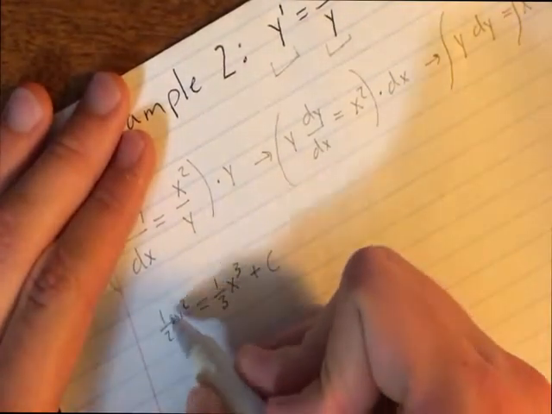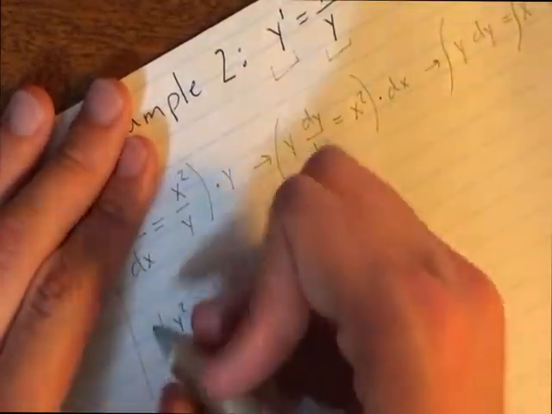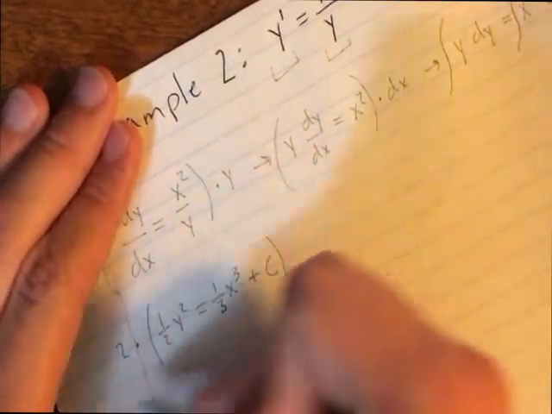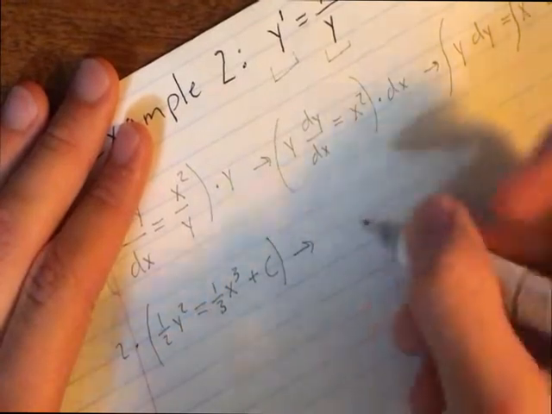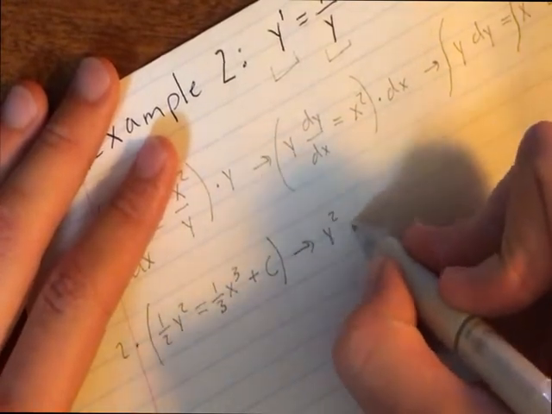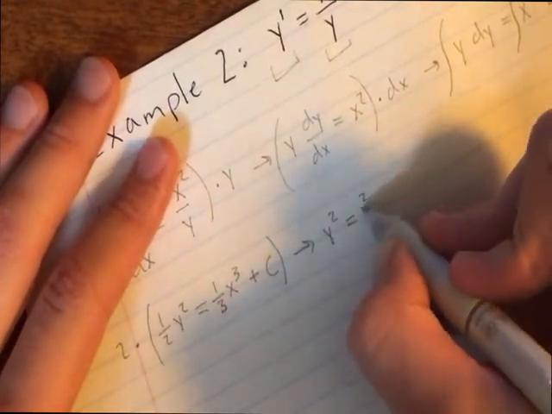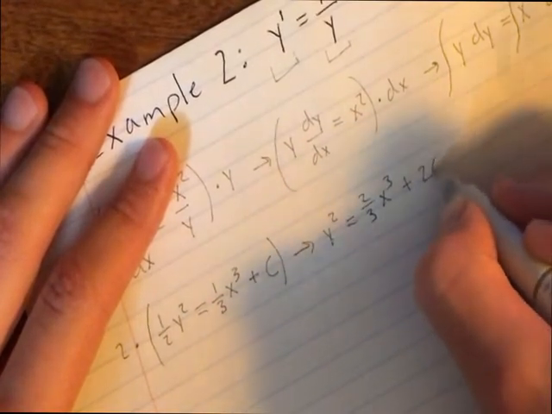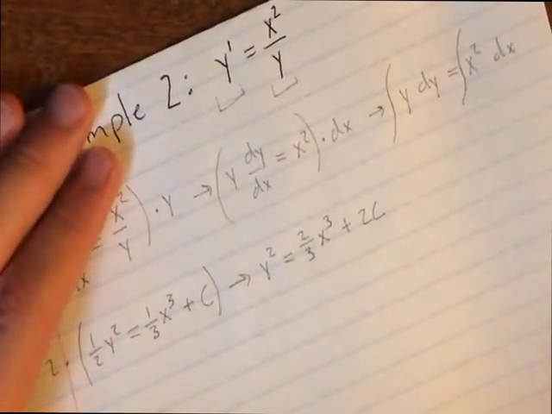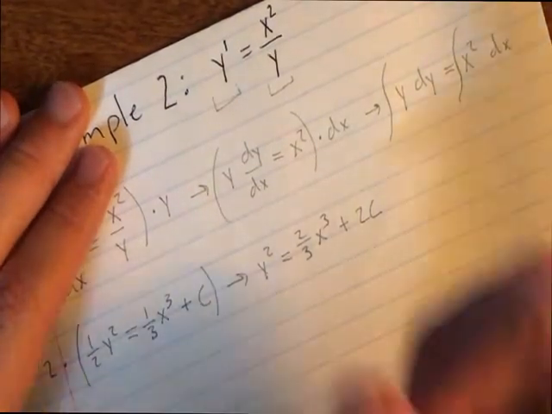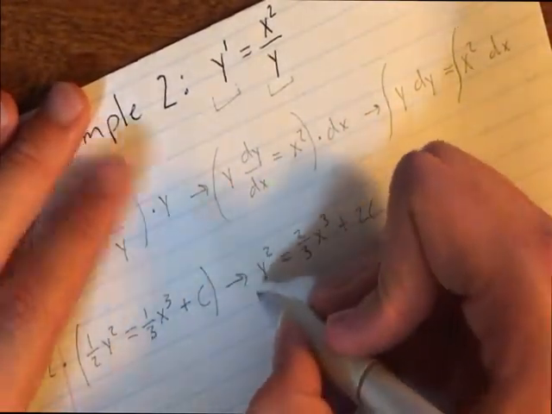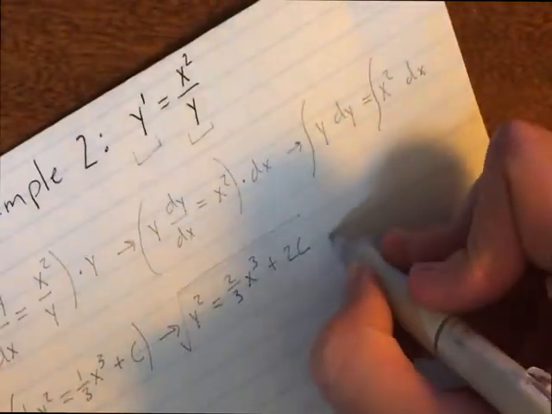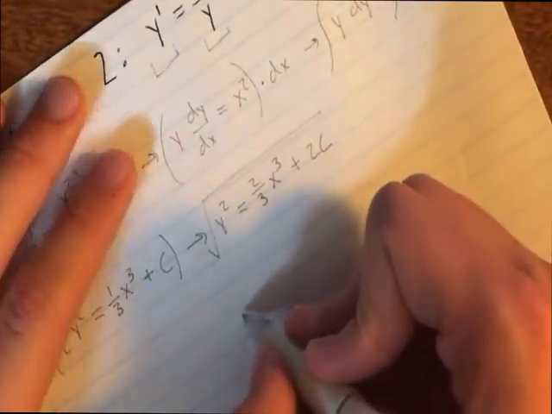So now we have to get this down to just a y. So what I want to do is multiply both sides by 2, which will give us y squared equals 2/3 of x cubed plus 2c. And then we want to take the square root of the whole thing, and that gives us our answer.